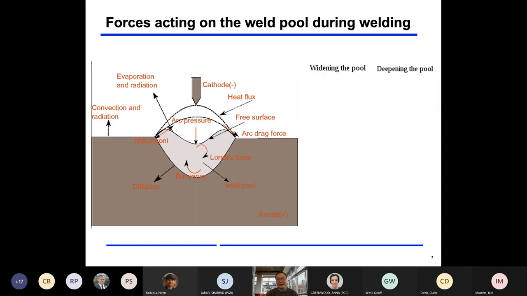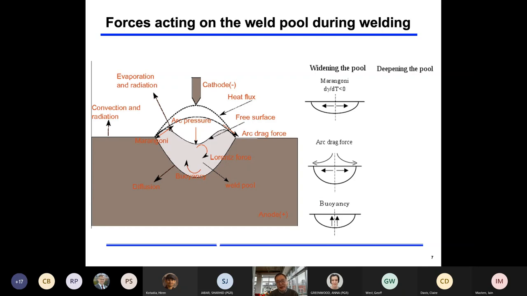First, we look at the forces acting on the weld pool during arc welding, and analyze those actual forces. We will look first at the Marangoni force, essentially the surface force, and then in a little more detail at why it's important. The second force is the arc drag force, which normally acts on the surface as well. It's the arc pulling force, actually a drag force. And you will have a buoyant force and a Lorentz force. Buoyant force is due to density difference, and Lorentz force is due to the electromagnetic effect, right?